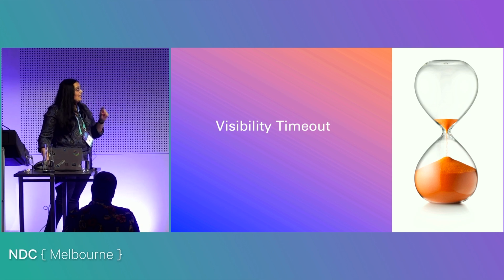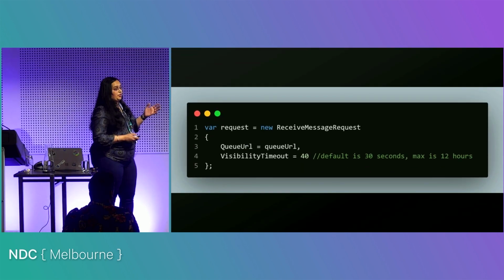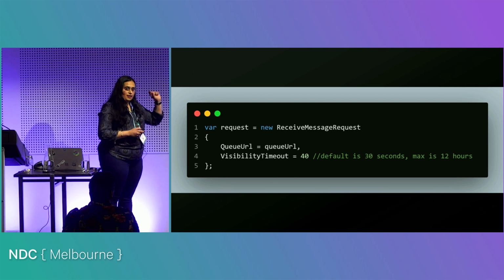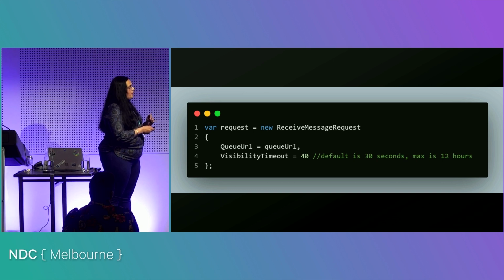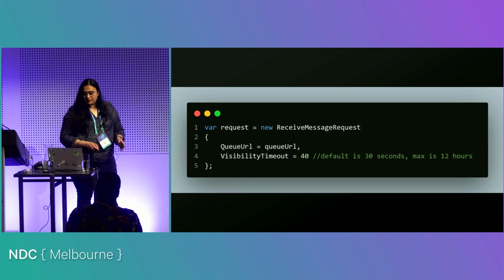But within that visibility timeout, you need to process the message and also delete the message in SQS. Otherwise, again, the message goes back into the queue, becomes visible, and gets redelivered. So this again can be set at the queue level, but you can also adjust it according to your receive message request. That would be using the visibility timeout option in the receive message request. The default is 30 seconds. You can go up to 12 hours.